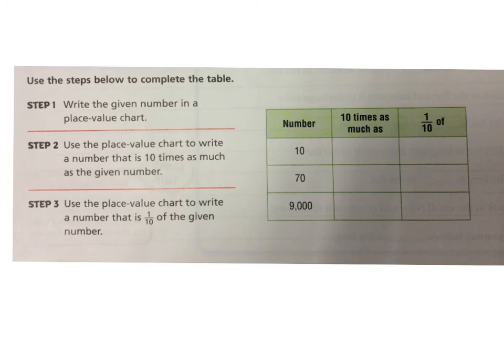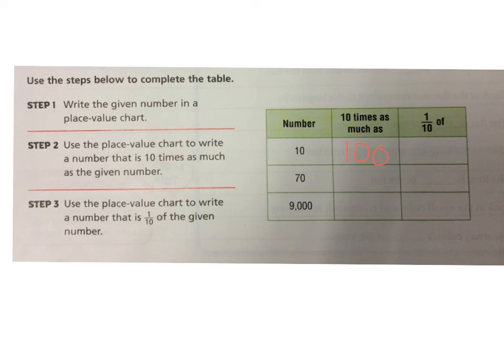Teachers and students, it says use the steps below to complete the table. Step 1, write the given number in a place value chart. Step 2, use the place value chart to write a number that is 10 times as much as the given number, and then write a number that's 1/10 of the given number. So let's try if the number is 10, what number is 10 times larger than 10? Colin? 100. Okay, let's go ahead and write that in.